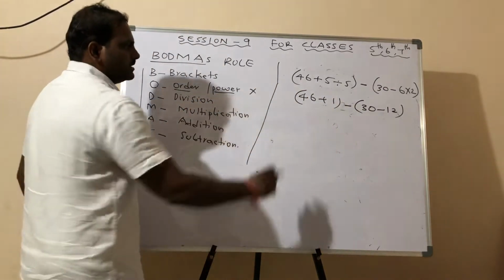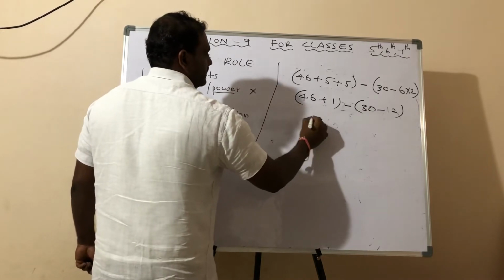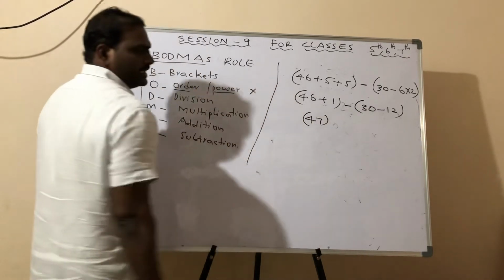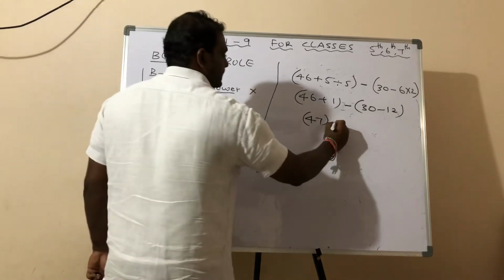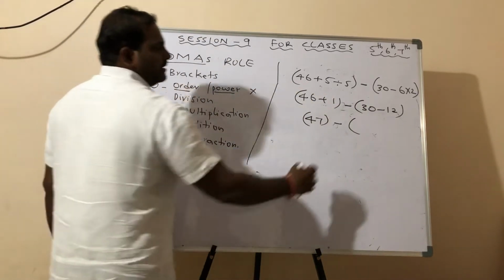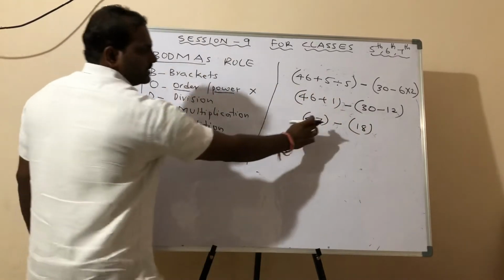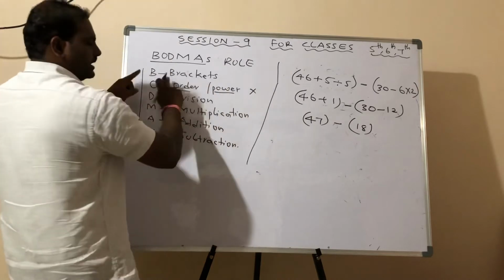Now what is 46 plus 1? It is 47. Now this bracket was finished. Minus 30 minus 12. What is 30 minus 12? I think it is 18. That's all. Now I am not doing the subtraction. Look at this. I am doing the brackets only.